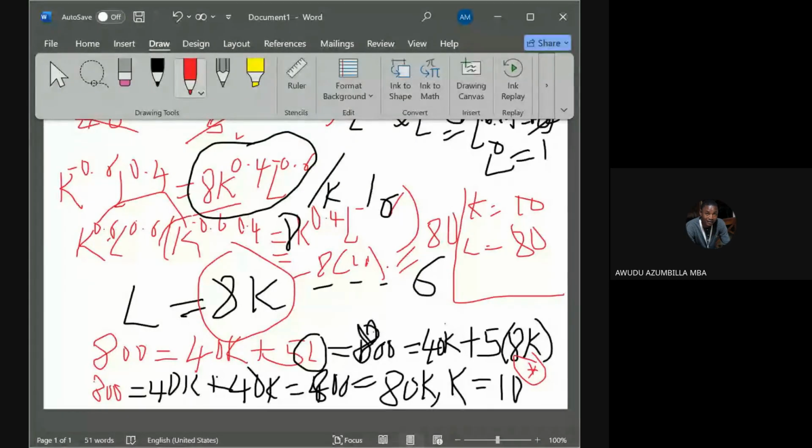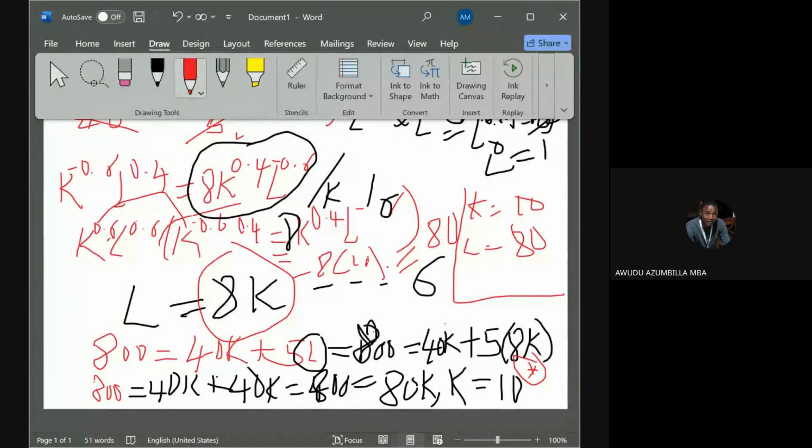So it is telling you that with the amount of capital or the amount of money that the firm has, the firm is able to use 800 Ghana cedis to produce 10 units of capital and 80 units of labor, and that will maximize the firm's profit. So these are the inputs that the firm is going to combine. So the firm needs 10 capital and 80 labor in order to maximize its output.